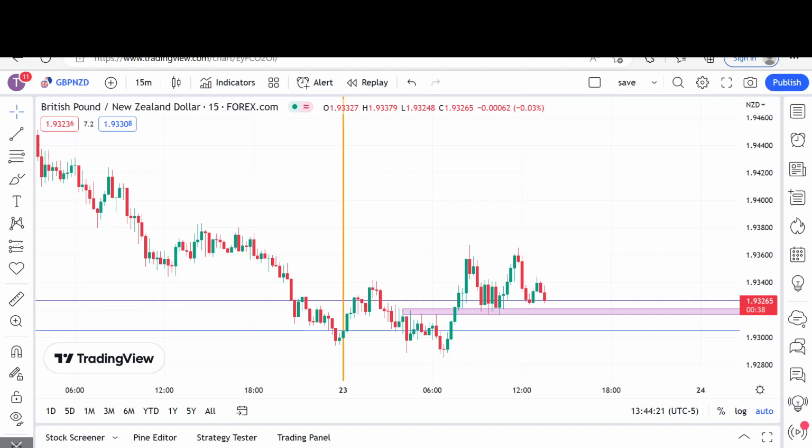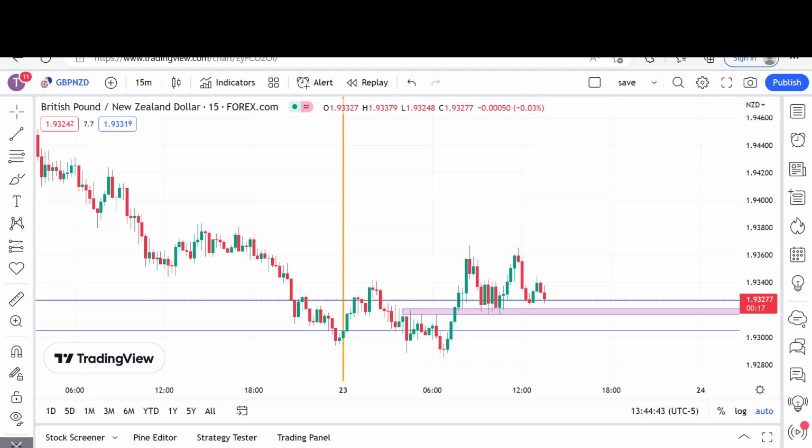So let's start with this GBP NCD. This is my long play today, and I'm actually still in this play. But if it doesn't start moving, if we come into New York close, and we've got a few hours until then, and it's doing this type of action, chopping around like this, I'll just have to cut it.